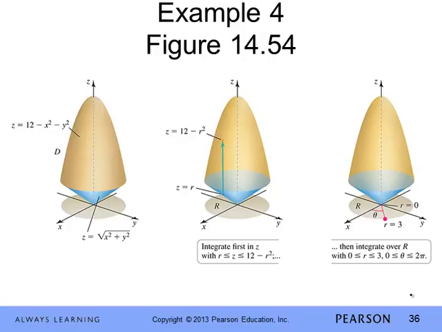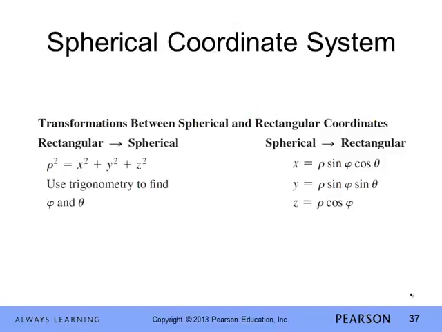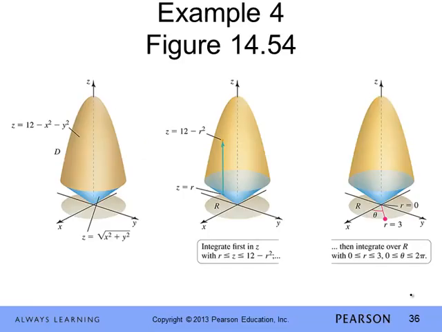Well, shoot, set 12 minus r squared equal to r, and it's just an algebra problem to solve for r. It works out that the positive solution to that equation is r equals 3. So the circle has a radius of 3. R goes from 0 to 3. Theta goes from 0 to 2 pi. And we've got our triple integral, which then calculates that.